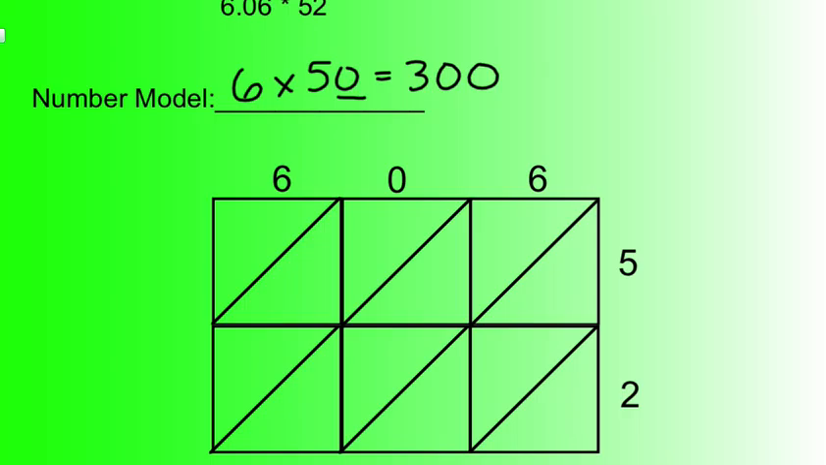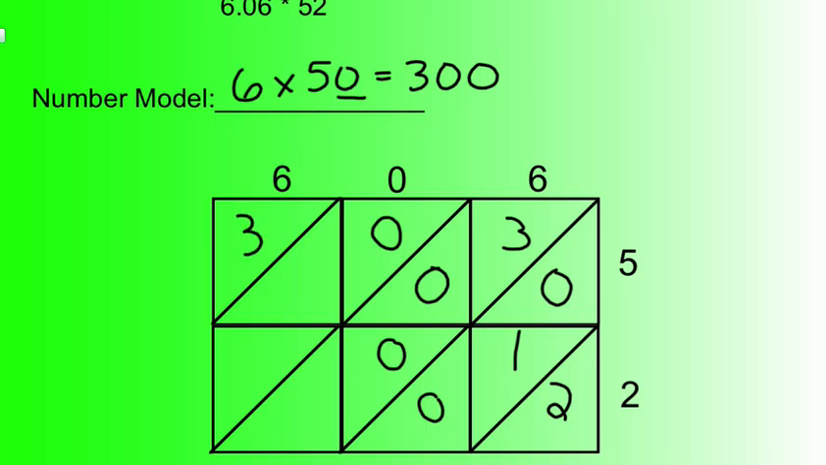Now let's do some lattice multiplication. Start over here. 5 times 6 is 30. And 2 times 6 is 12. 5 times 0 is 0, both places. And 2 times 0 is 0 in both places. 5 times 6 again is 30. And 2 times 6 again is 12. That was kind of fun, some of the same numbers there.